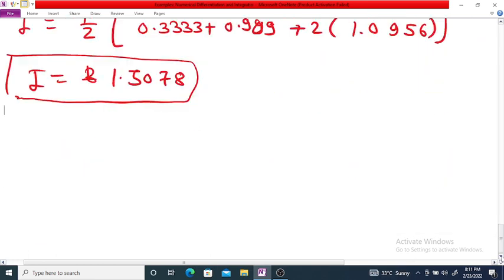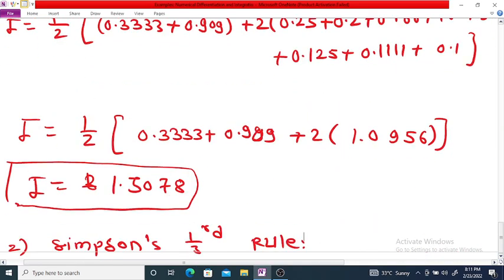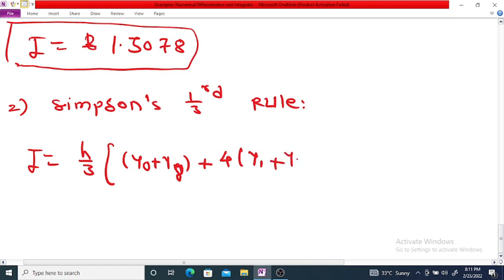Same, we are going to apply Simpson's one third rule. Next, number two, Simpson's one third rule. Again, the value of h and the values of y remain the same, but we are going to change the formula. For Simpson's one third rule, the value of the integration I is equal to h by 3 inside the bracket, y0 plus yn, that is y0 plus y8, plus 4 times the odd ordinates, that is y1 plus y3 plus y5 plus y7, plus 2 times the even ordinates, that is y2 plus y4 plus y6, bracket completed.